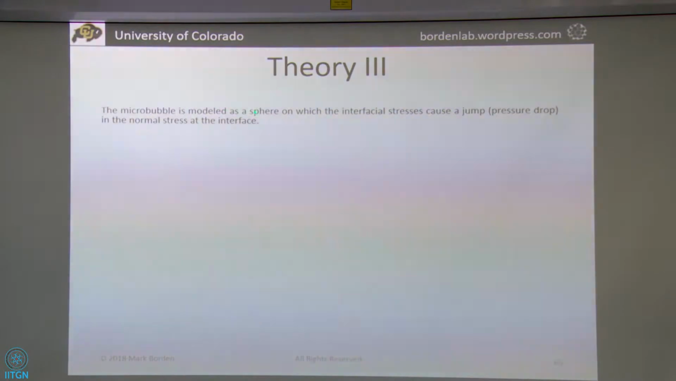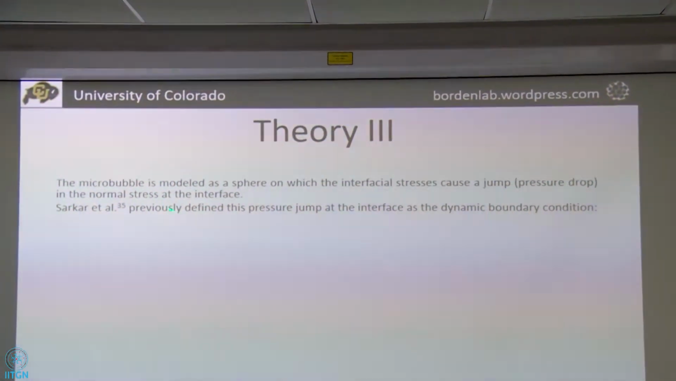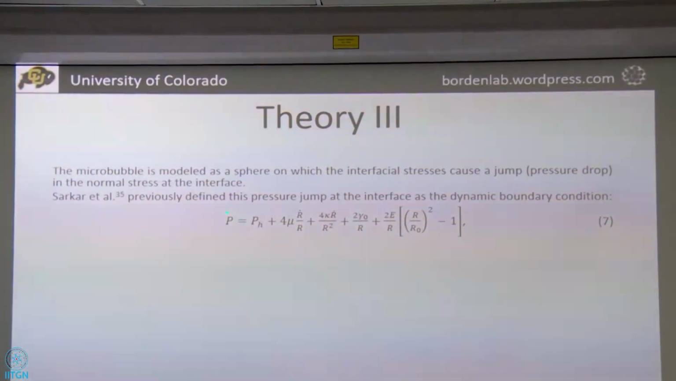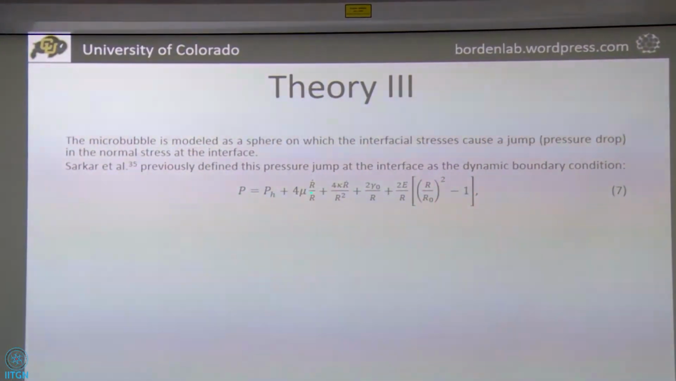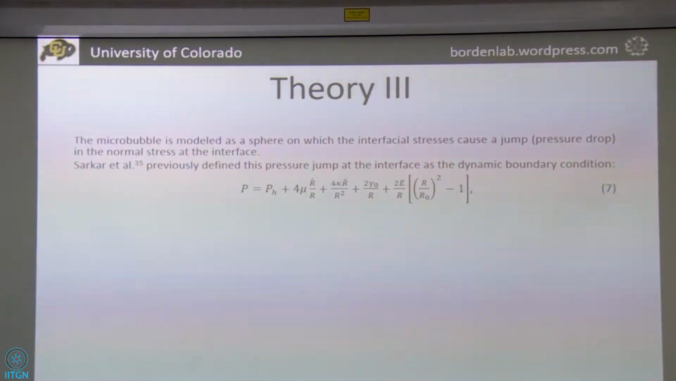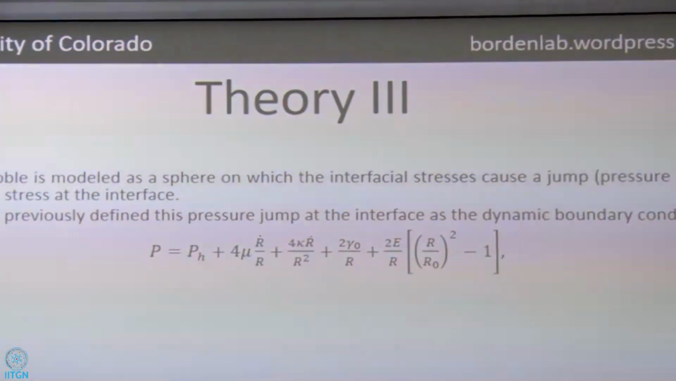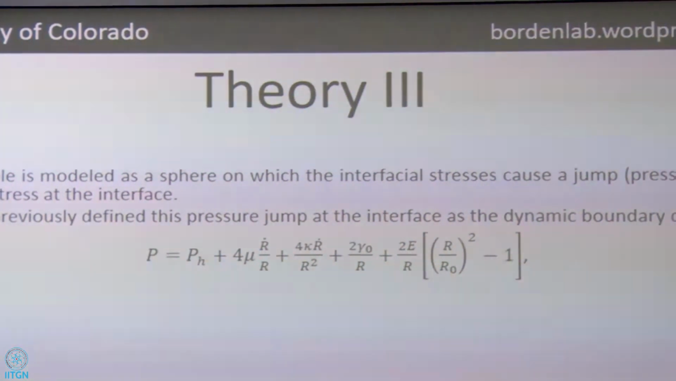So a microbubble is modeled as a sphere on which the interfacial stresses cause a jump, or a pressure drop, in the normal stress at the interface. And Sarkar defined this pressure jump by this dynamic boundary condition. So you have P inside the bubble, P infinity outside the bubble, and then we have these terms. This term is due to the viscosity of water. So if you compress a bubble really fast, the viscosity of water will impede that. But this term goes to 0 because it's a slow dissolution.